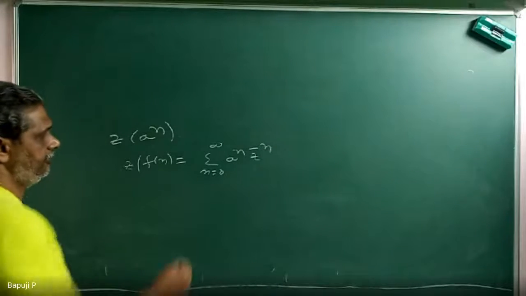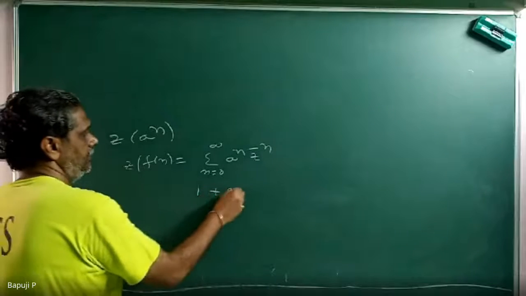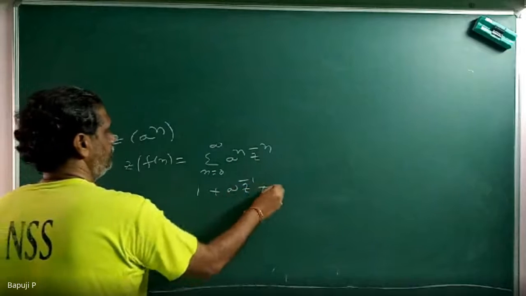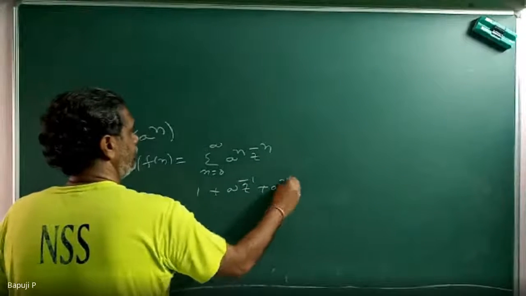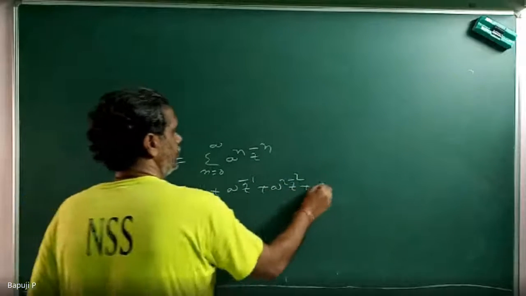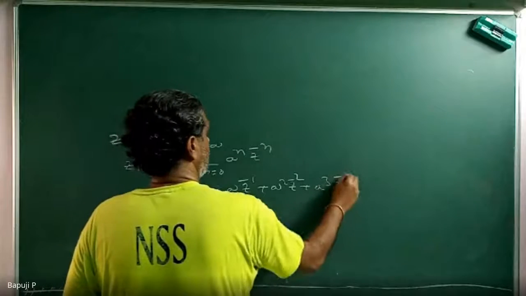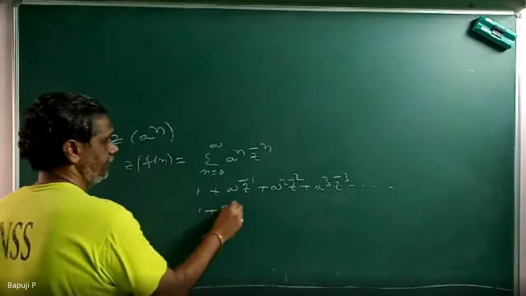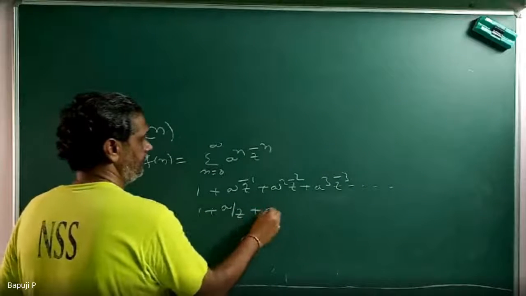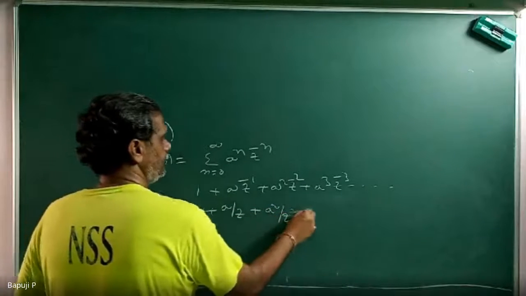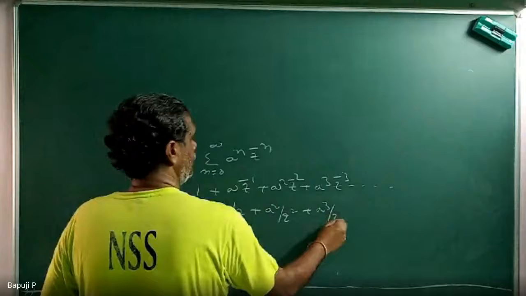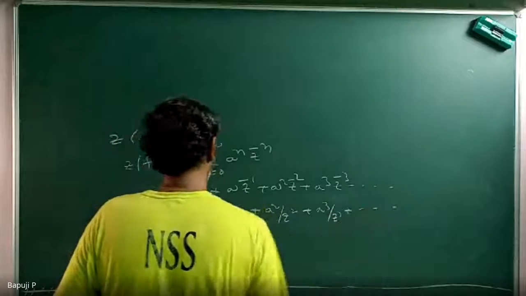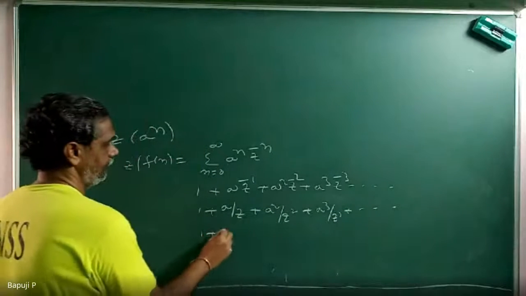Then first value become what? 1 plus e into z power minus 1 plus e square into z power minus 2 plus a cube into z power minus 3, and so on. So this how can I write? 1 plus a by z, a square by z square plus a cube by z cube, and so on. So this how can I write?